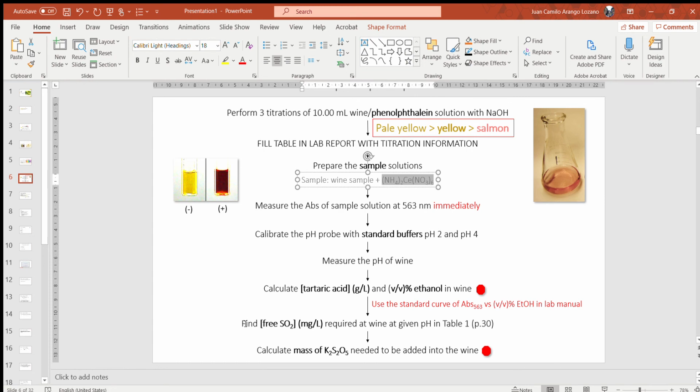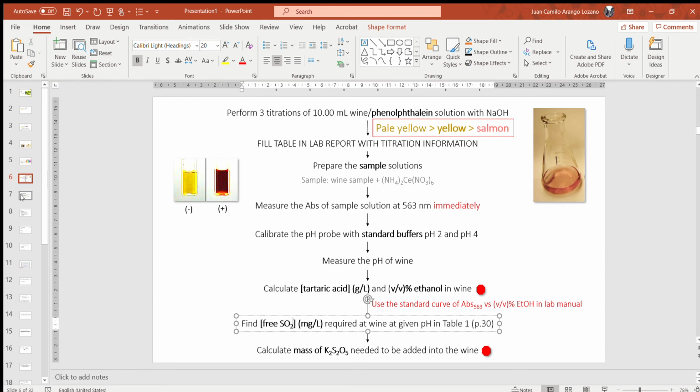Then you can also find, starting from the pH value, the concentration of free SO2 in that wine for that specific pH. Once again, you need to go to table number 1. I will show that in a moment. And finally, once you have that concentration of free SO2, you can relate that to the amount of potassium metabisulfite. So you can calculate the mass of potassium metabisulfite that you should need to add to the wine.